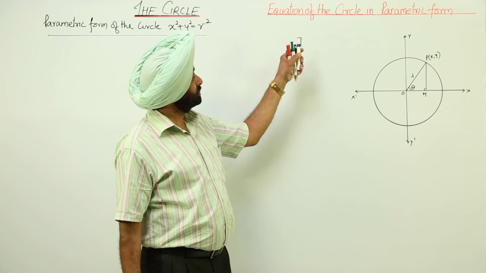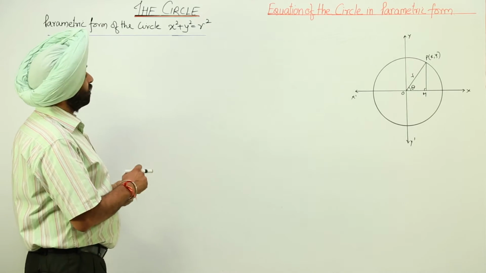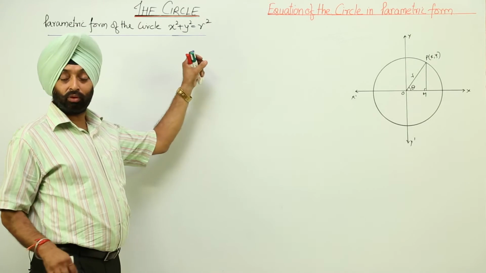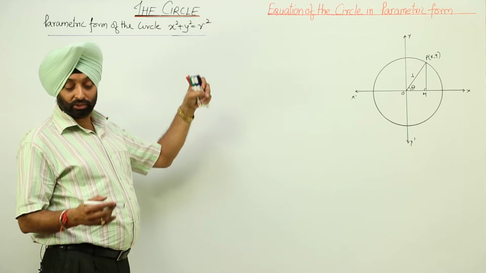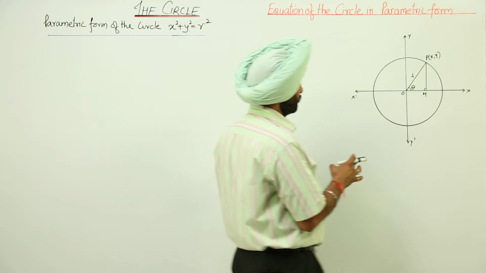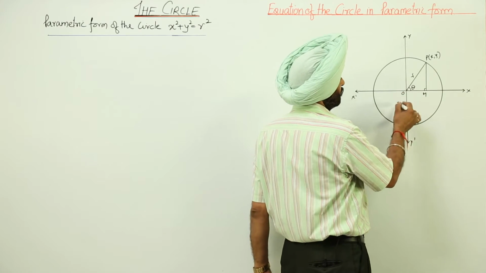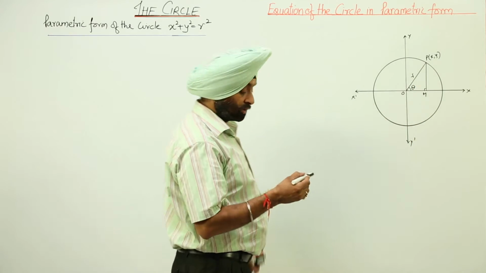Now, equation of the circle in the parametric form. Now, parametric form of the circle in the standard form when it is x square plus y square is equal to r square. Now, let us discuss this. Now, I have just drawn a figure here, a circle whose center is at the origin and a point P (x, y) on the circle.